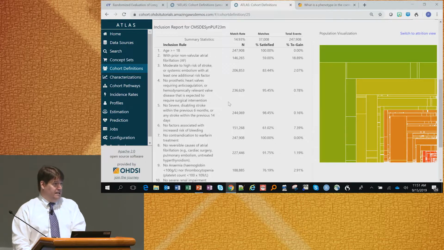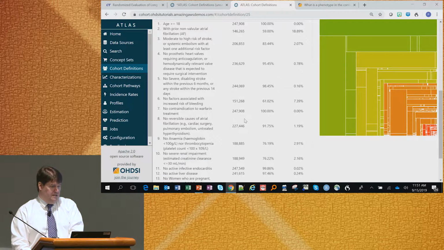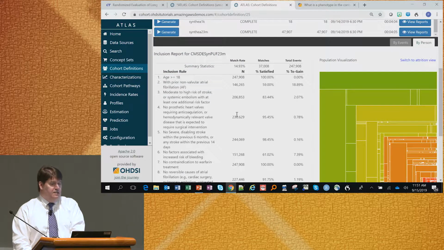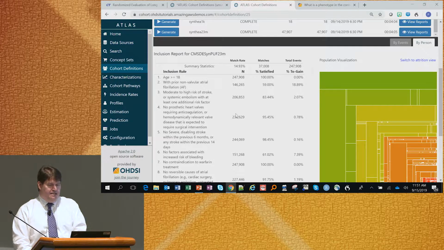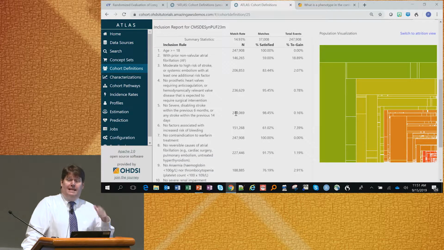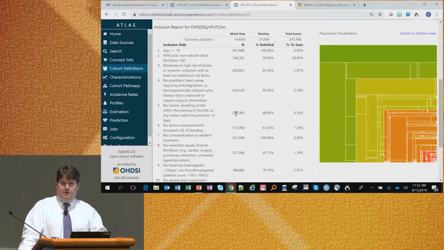So is there anything here that you think we should? No? Okay. Go ahead, take the time to explain what this is. Okay. So each of these inclusion rules are captured independently of the target warfarin. It's not target, but the warfarin exposures. And so each of these numbers are independently calculated. So 100% of the people were age greater than 18. 59% of the people had the prior AFib. 83% were moderate or severe risk of stroke. Right? Each of these rules are independently evaluated for purposes of these percentages right here.